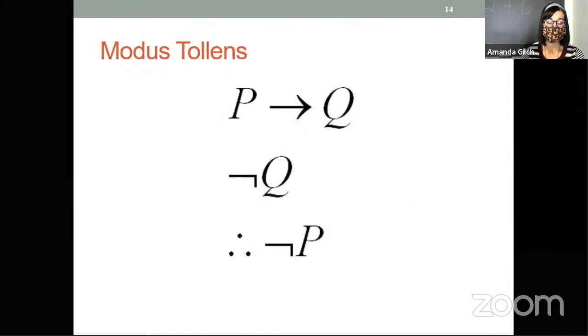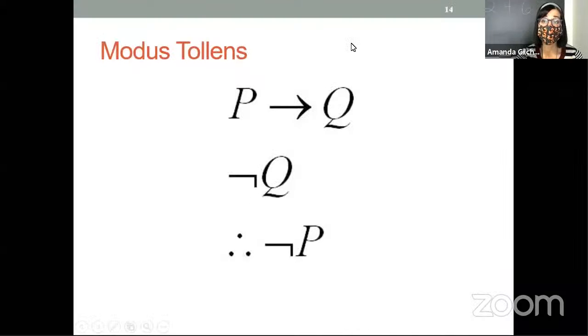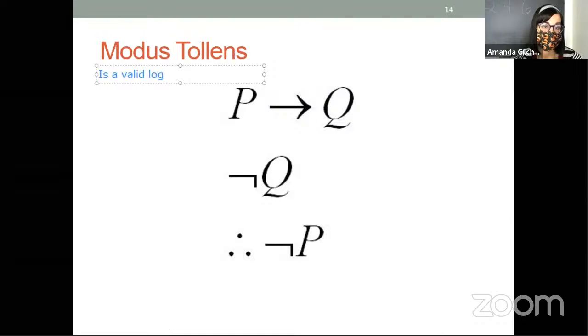All right, so that's our first logical form. Now we're going to talk about another one that is valid. This is what is called modus tollens. So I'm going to write this down so you know. And again, we're going to use these special symbols. So I'm going to put them right here.